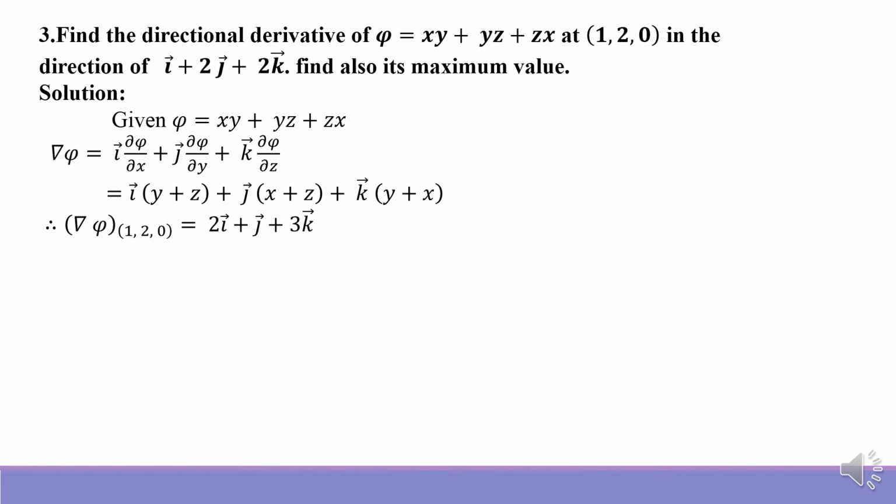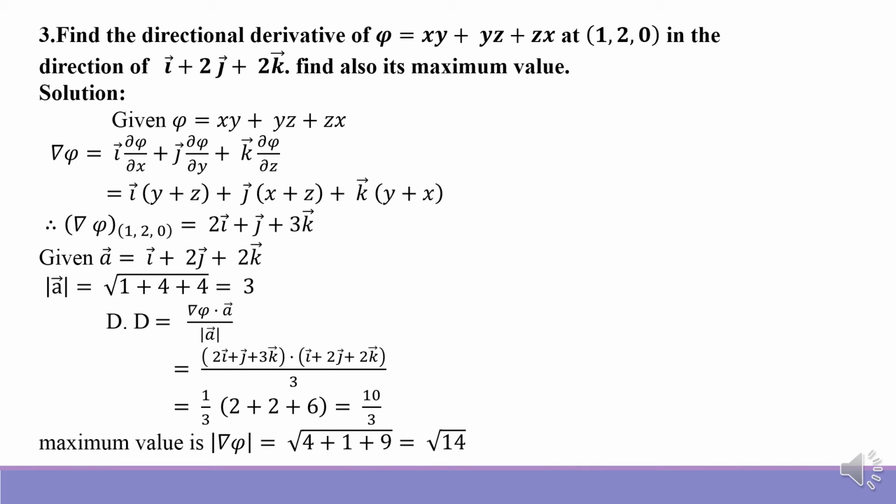Here find del phi, vector i into dou phi by dou x plus vector j into dou phi by dou y plus vector k into dou phi by dou z. Here find dou phi by dou x, dou phi by dou y, dou phi by dou z. Then substitute these values. Del phi equals vector i into y plus z, plus vector j into x plus z, vector k into y plus x. Then del phi at the point (1, 2, 0), that is replace x by 1, y by 2, z by 0. We get 2i vector plus j vector plus 3k vector.